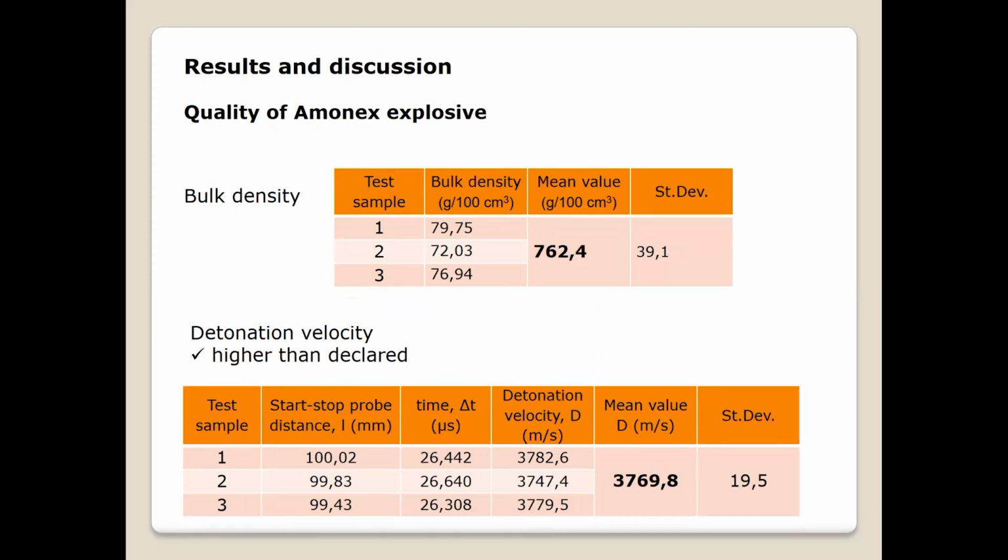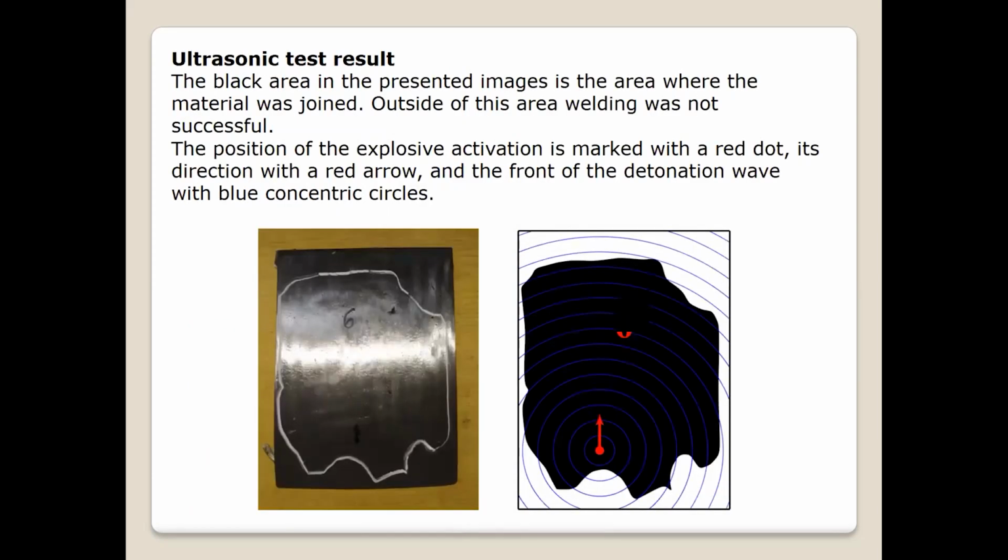The bulk density was a little bit lower than it was declared. This is an important thing to know because this means that if we apply a certain height of explosive layer on the upper plate, it might not detonate always, or it might give a lower velocity of detonation. But when we have measured the detonation velocity according to our internal standard, we have got a good result. The velocity of detonation was about 500 meters higher than the declared minimum value from the producer.